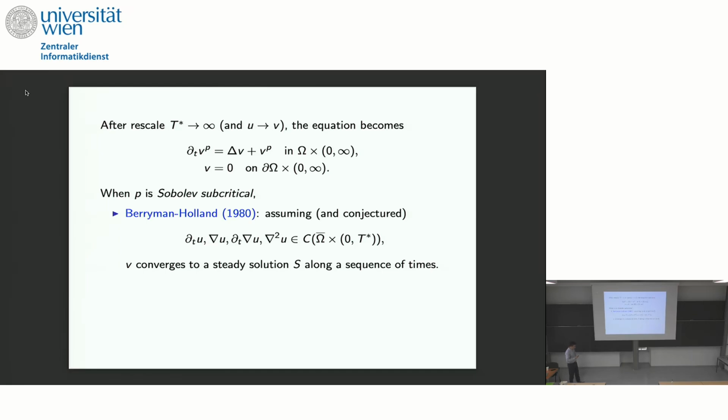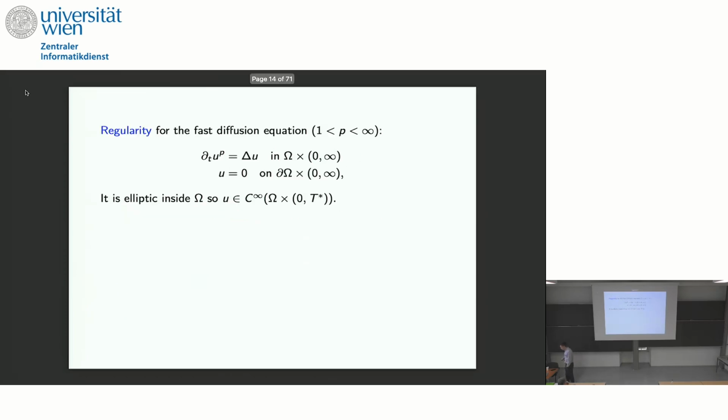Since then, there were two questions that remained. First, can we prove this regularity? And second, can we show the convergence without assuming this regularity? The regularity assumption is quite strong. Essentially, it's like C^{2,1} in time, up to the boundary. So now let's talk about the regularity part.